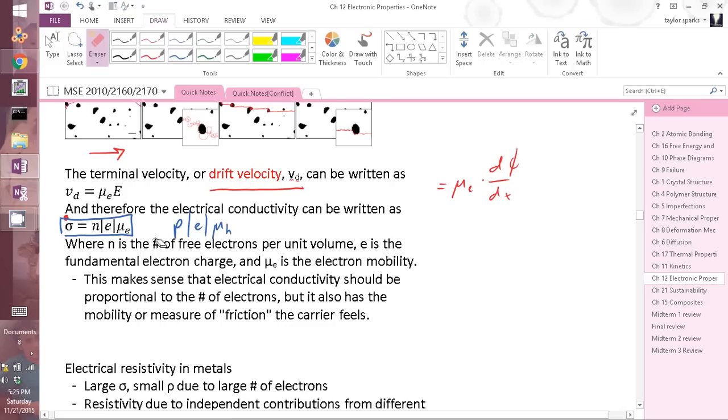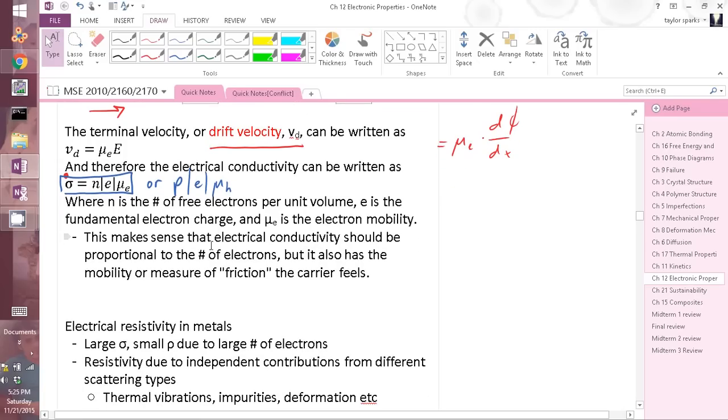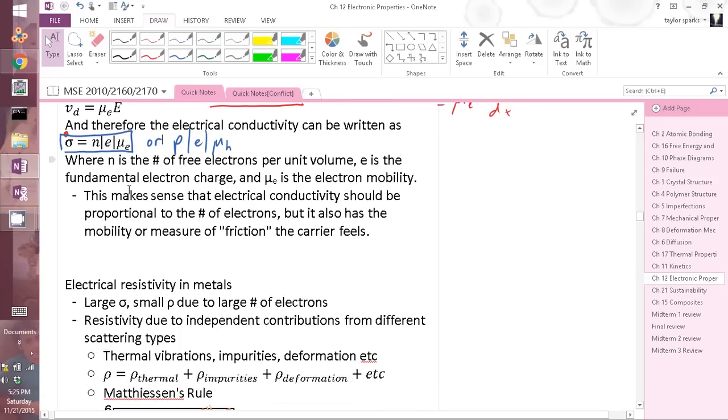Let's not say equal, but we could also say or, right? It depends on which charge carrier is present, whether it's electrons or holes, and we'll talk more about that soon, okay? And this should make sense. If we want to know what our conductivity is, it should scale with either the number of carriers as well as their terminal velocity as they move through the material, their drift velocity, okay?